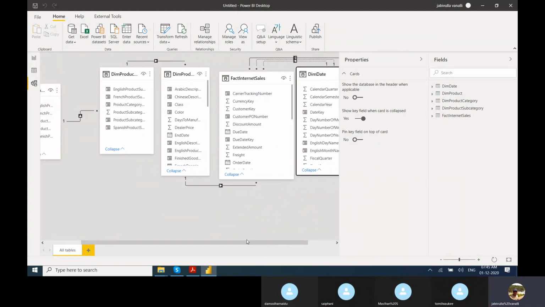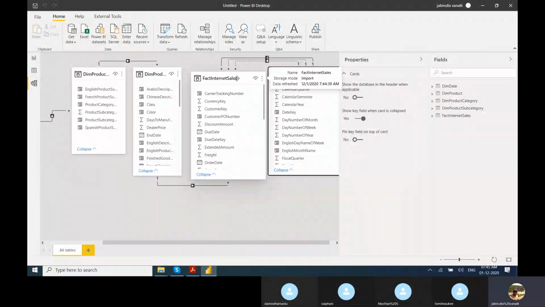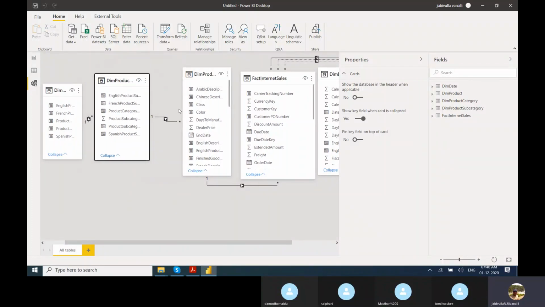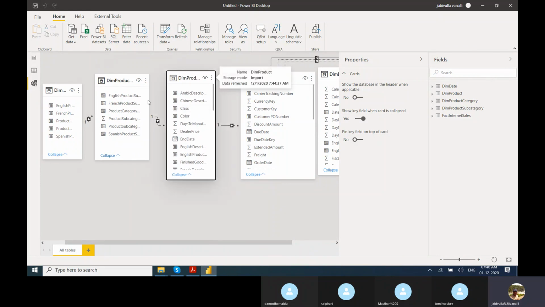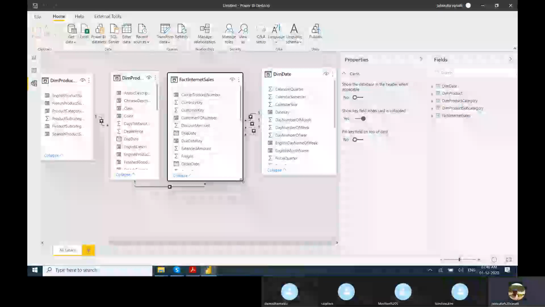See here. Here fact table is there, correct? Here one fact table is there, and on this side the dim date dimension table is there. Here dim product is there. If you have a fact table and surrounding dimension tables, then it is called star schema. But this dimension table again contains, see here, two subdimensions. That's the reason why it is called snowflake schema.